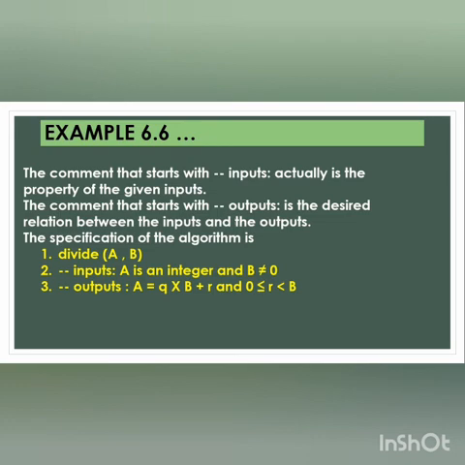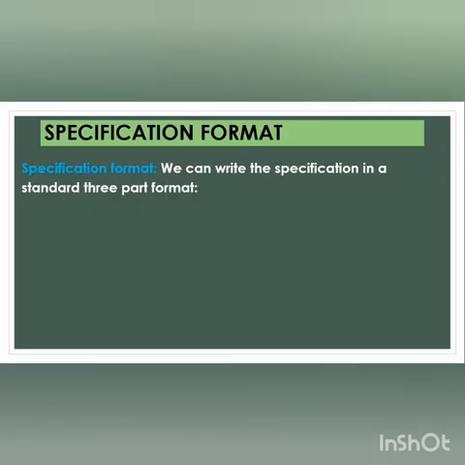And the third step is the output property. It specifies the desired input-output relation. So the output property is double dash outputs colon a is equal to quotient into divisor plus remainder. That is a is equal to q into b plus r, and 0 is less than or equal to r, then less than b. So this is the entire specification of an algorithm.